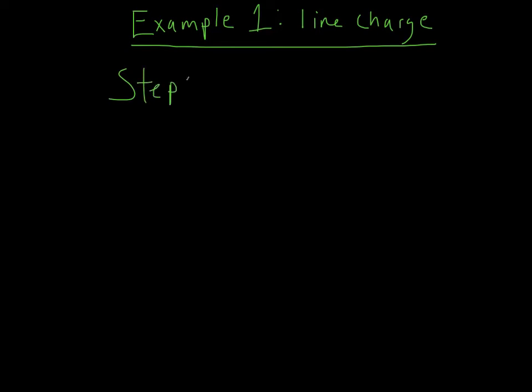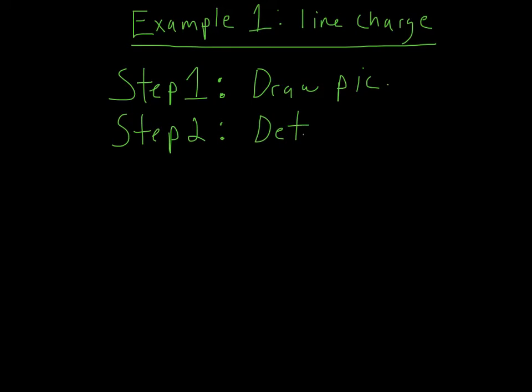Step 1, and it's going to be impossible if you don't follow step 1, would be to draw a picture. Or if you're not going to draw a picture, at least have the computer draw a picture. Step 2, determine the formula that you're going to use, the specific form. In our case, this will be the line charge formula.